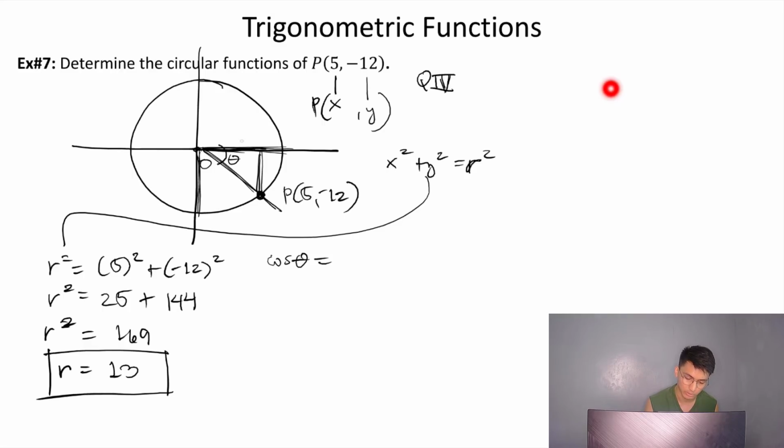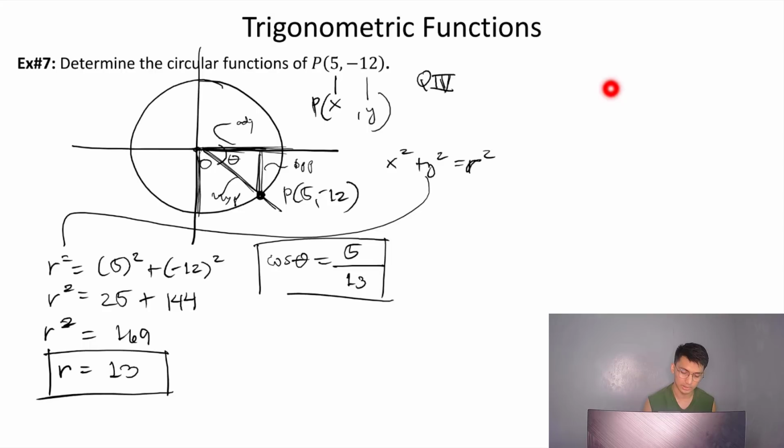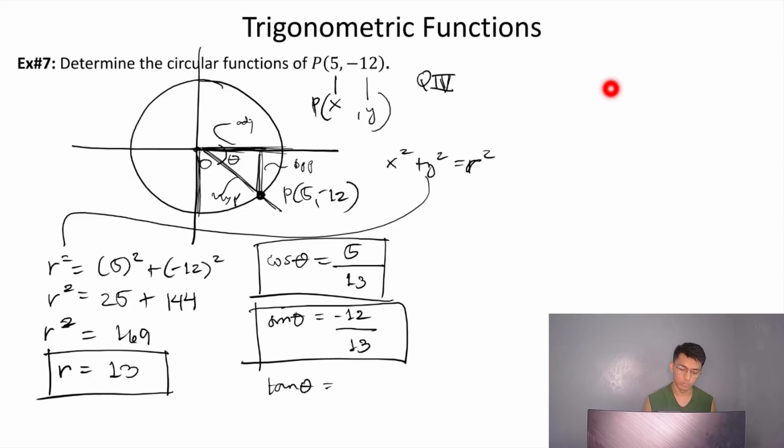This is the hypotenuse. Adjacent, opposite, sorry, this is the opposite, this is the hypotenuse. Adjacent is 5, and ang hypotenuse natin is that 13. Ito ang ating cosine theta. For sine theta, we have opposite over hypotenuse, negative 12 over 13. For tangent theta, we have opposite over adjacent na negative 12 over 5.